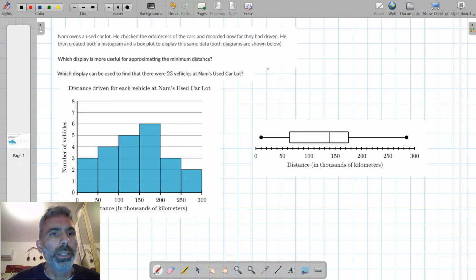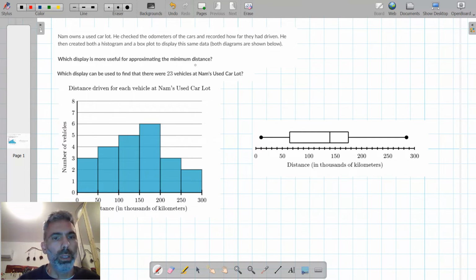Nam owns a used car lot. He checked the odometers of the cars and recorded how far they had driven. He then created both a histogram and a box plot to display this same data. Both diagrams are shown below. Which display is more useful for approximating the minimum distance?